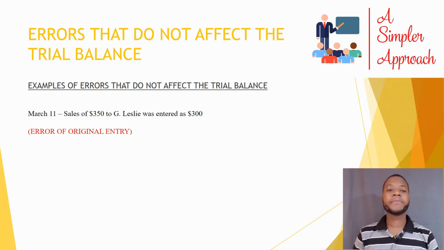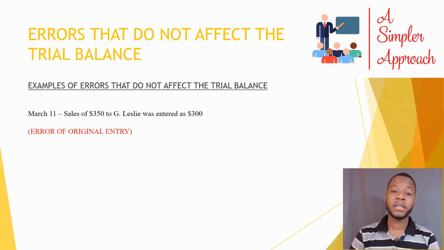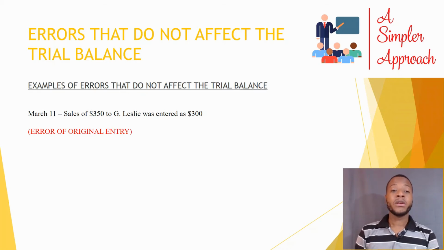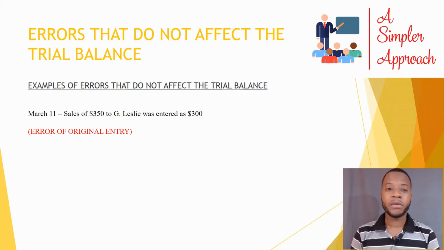Example number 3. Sales of $350 to G. Leslie was entered as $300. That's an error of original entry. The original figure was wrong from the get-go. Okay? So the right figure is $350 because it said sales of $350. Alright? And the incorrect amount is $300. How do you solve this? Account for the $50.